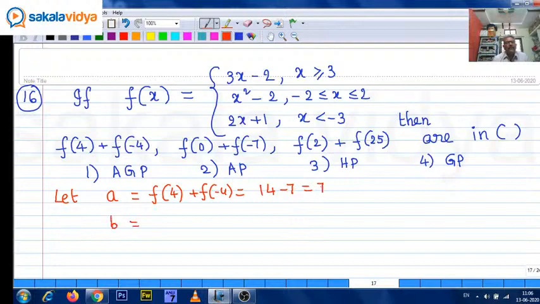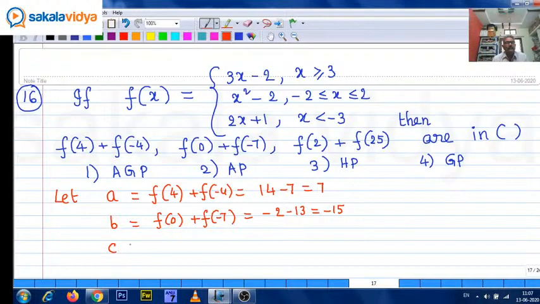Similarly, next value, B value, f of 0 plus f of minus 7. Since 0 belongs to the second interval, 0 square minus 2, minus 2. Minus 7 belongs to the third interval, minus 14 plus 1, minus 13. This will be minus 15.